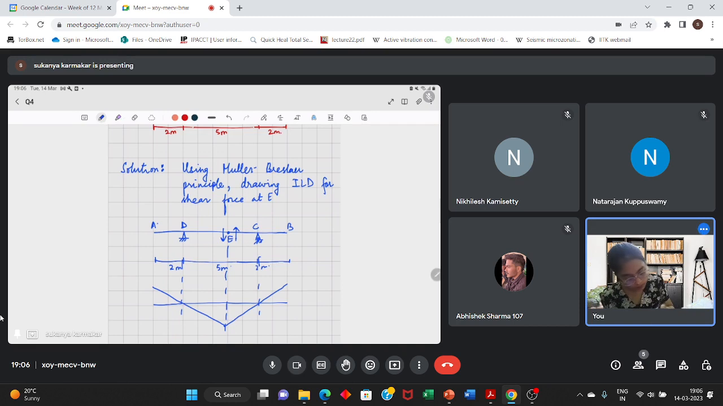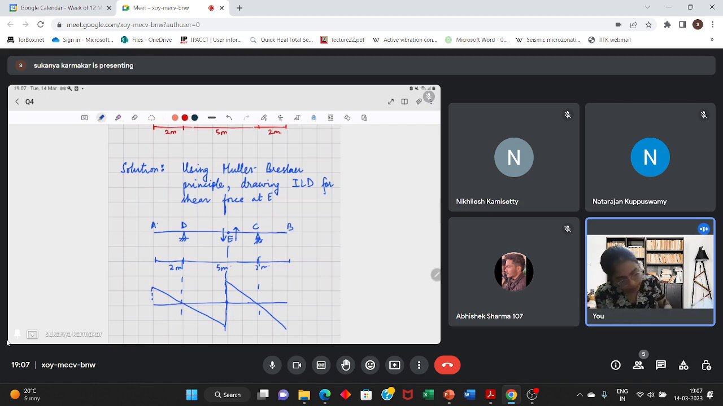Since you are pushing this up, it will move like this. Like ECB, the continuity will be maintained. And C is a roller joint, there also deformation is 0. So it will pass through this point.